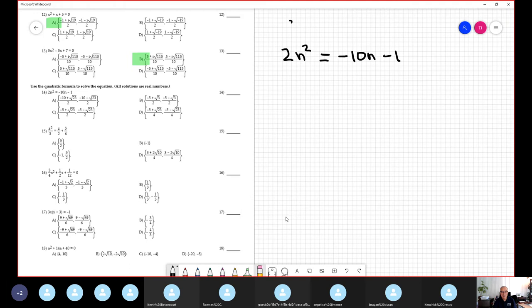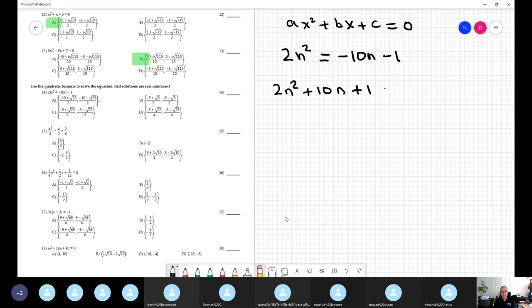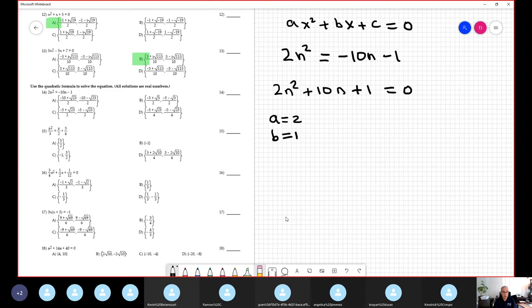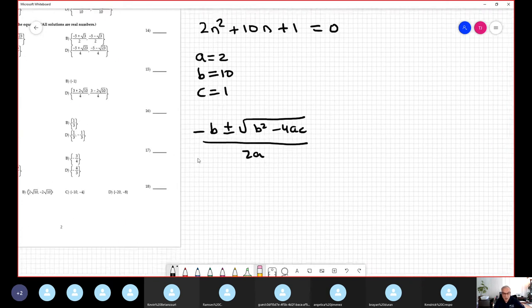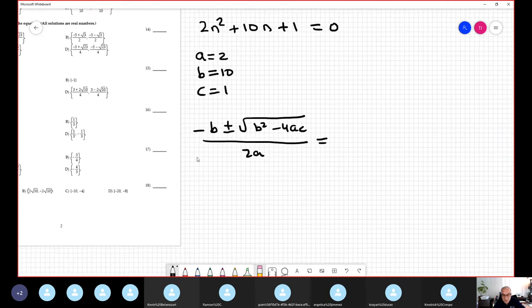Remember, standard is a, in this case the variable is m, b x plus c equal to 0. So the right hand side must be 0. I move everything to the left. Okay, now it is standard. So when you have standard form, it's the moment you see a is 2, b is 10, and c is 1, and you can apply the formula. Minus 10, because b is 10, plus or minus the square root of 10 squared minus 4 times 2 times 1, divided by 2 times 2.